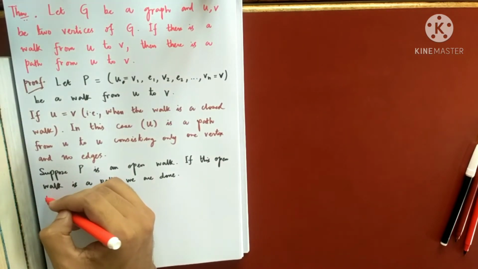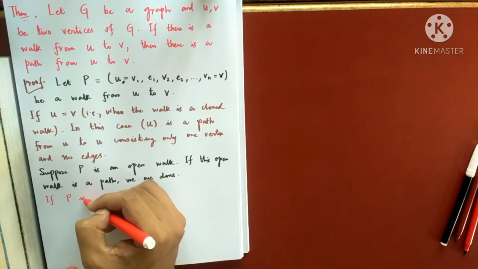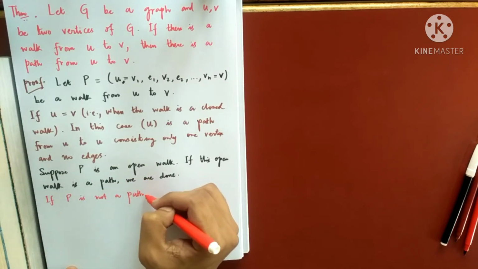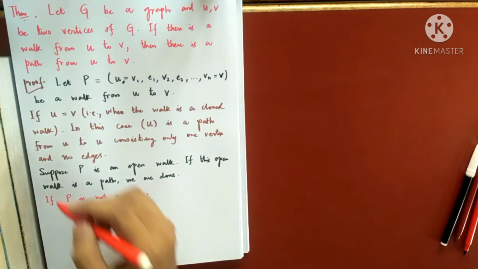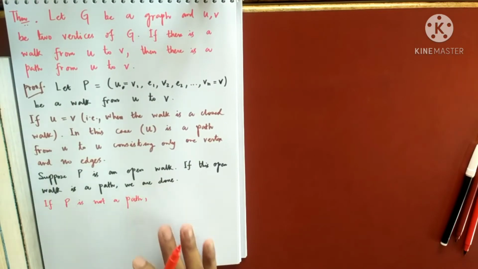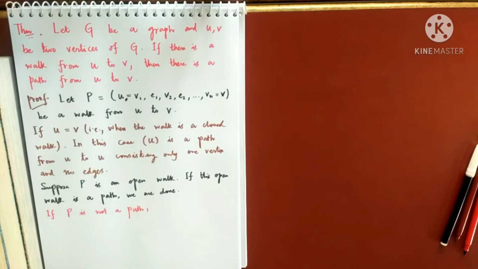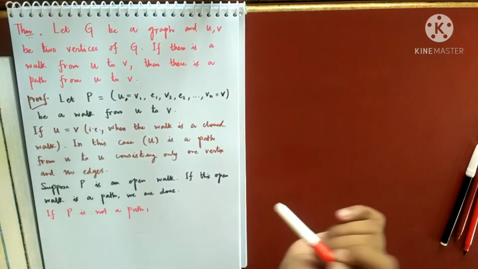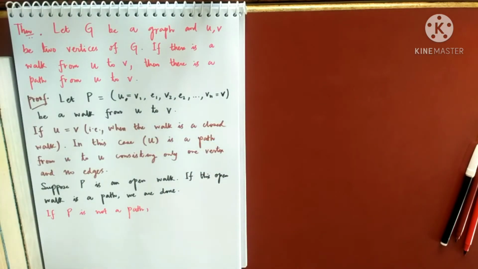Suppose P is not a path. So I have to reduce P to a path. I'm assuming that P is not a path. So under what condition will P not be a path? Can you tell me, if P is not a path, what will be there in P? Or why is P not a path? What is the reason behind it? Duplicate vertex. Yes, very good.